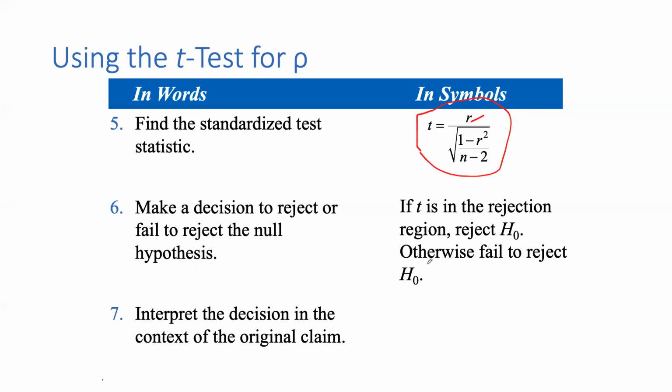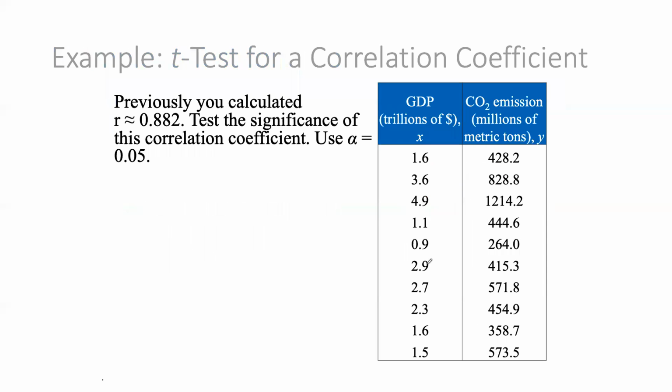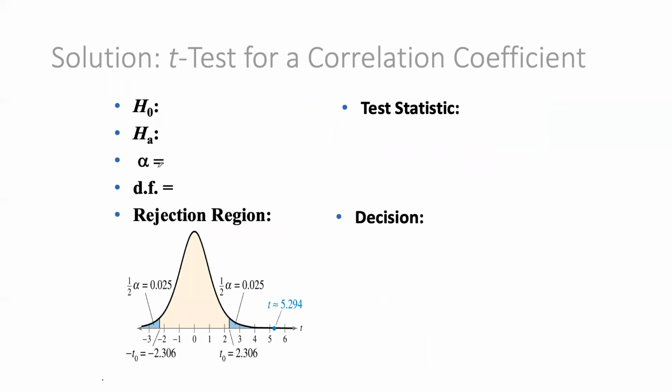Okay. So here's an example that we already had. We already calculated R. Again, if you want to know where R is, go back a few slides. We had the same data between GDP and CO2 emissions, and we calculated R to be 0.882. We want to test the significance of this correlation coefficient at the 5% level. Okay, so there's two ways. Either you can look through the table and figure it out, or you conduct the test yourself.